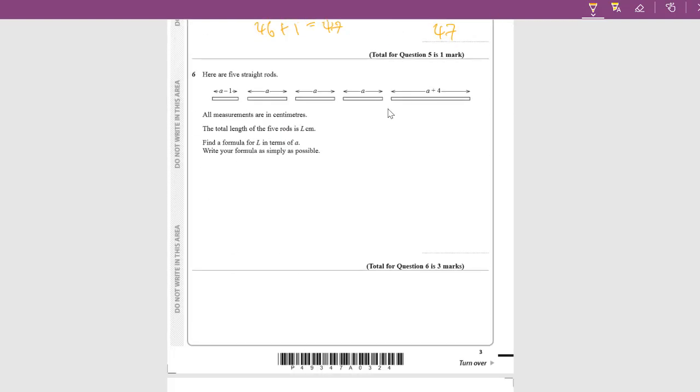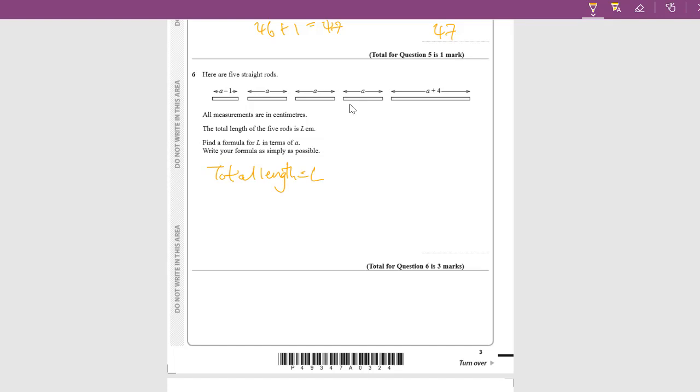So the next question, 6. Here are 5 straight rods, and they're all of varying lengths, and all measurements are in centimeters, and the total length of the 5 rods is L centimeters. Find the formula for L in terms of A. Write your formula as simply as possible. So you basically know that the total length is going to equal L.